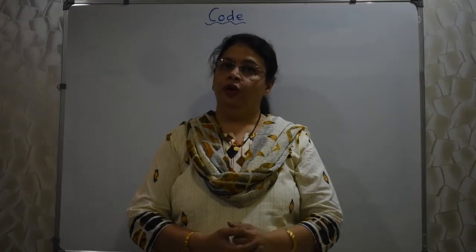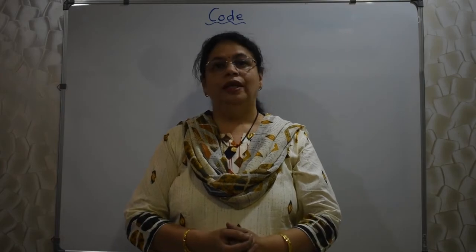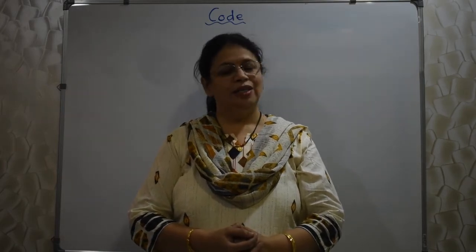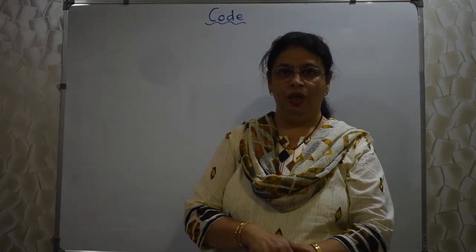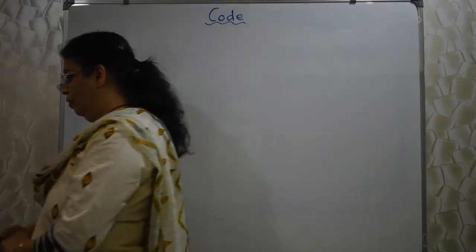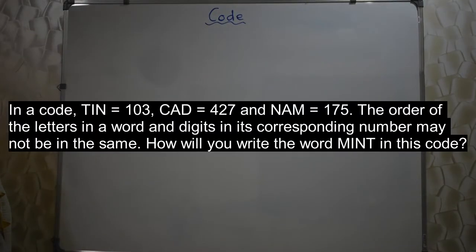Students, now we are going to another type of code, that is digits for letters. It is almost similar. Okay, you will understand once we start solving the sums. So let's go ahead. First sum will appear on your screen. In a code, TIN is equal to 103, CAD is equal to 427 and NAM is equal to 175. The order of the letters in a word and digits in its corresponding number may not be the same. How will you write the word MINT in this code?